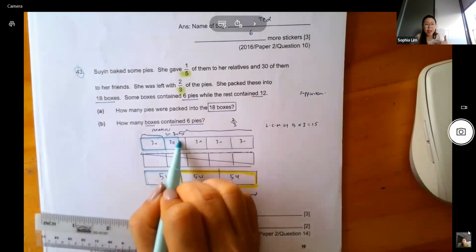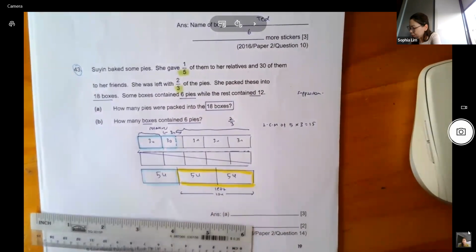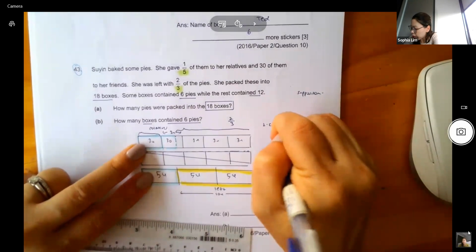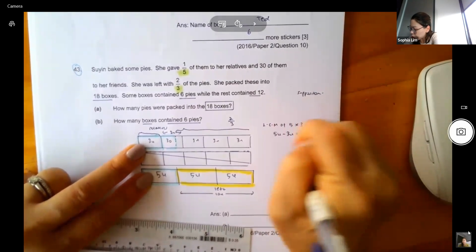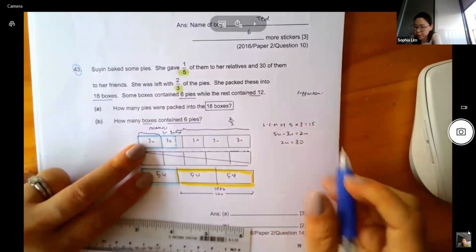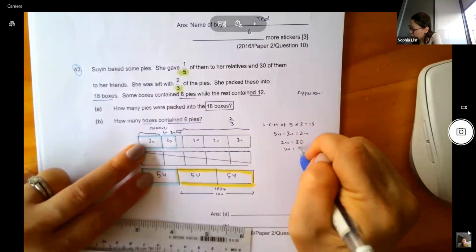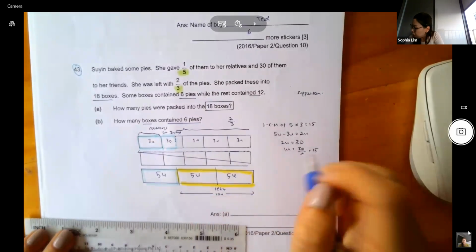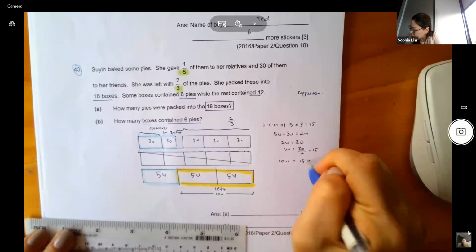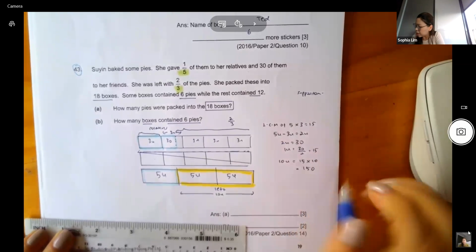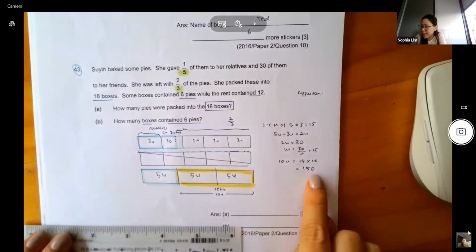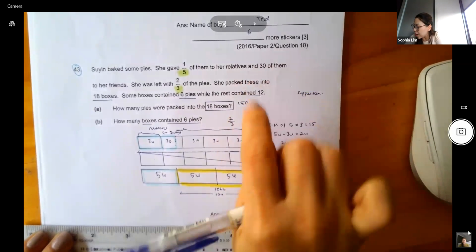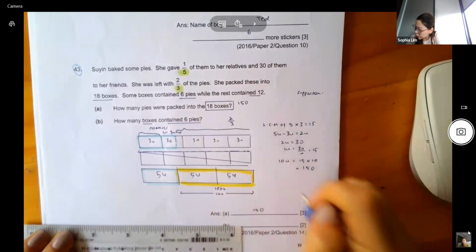So let us actually construct an equation using 5 units, 3 units, and 30. Some of you can tell me, teacher, 5 units minus 3 units is 2 units. 2 units is 30. 1 unit is 30 divided by 2, which is 15. Since you are left with 10 units, you can find 10 units. This is very good. This is your part A answer already. This is the number of pies that were left to be packed into 18 boxes.